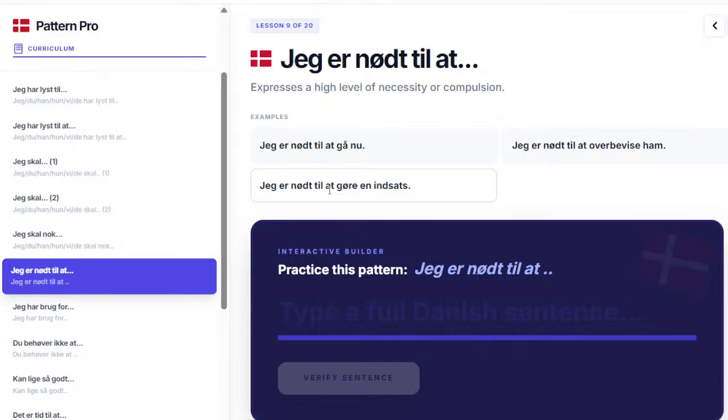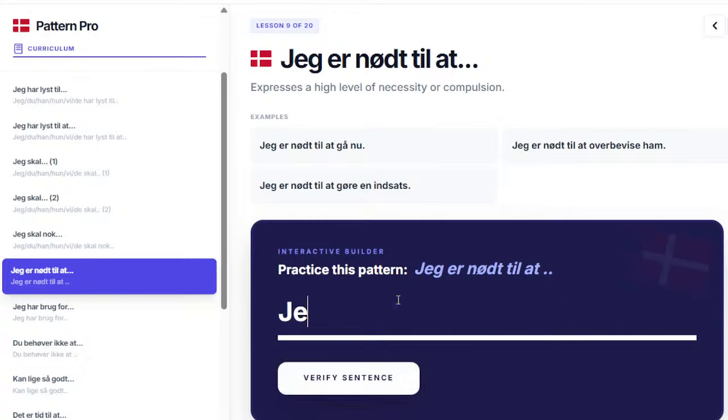Jeg er nødt til at gøre en indsats. Jeg er nødt til at overbevise ham. Again, we already have most of it. We have jeg er nødt til at, so you just have to put an action after that. Right? Jeg er nødt til at something. What can you come up with? Use your imagination.